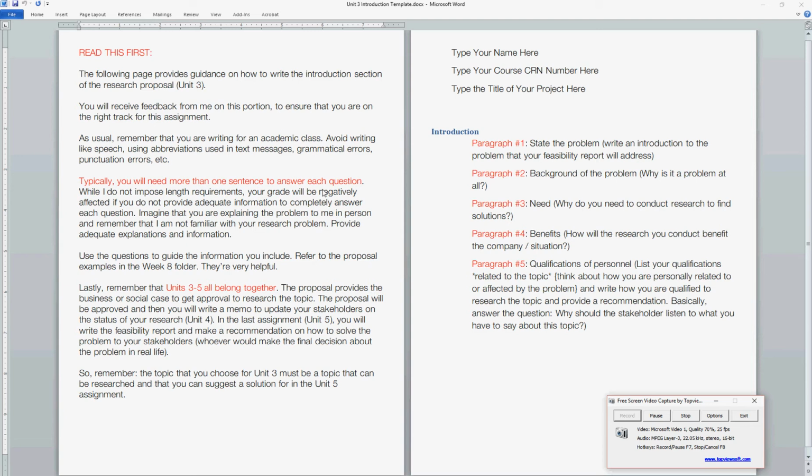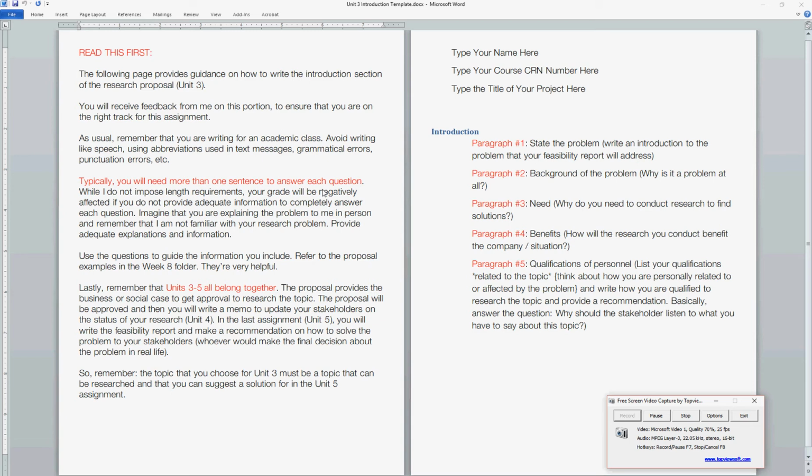The first thing is just to remember that Units 3, 4, and 5 will all cover the same topic. So as you post your topics for Unit 3, I will give you feedback, let you know if it's a good idea, if it will be a good match for these assignments. And then you can go from there and create your introduction and create the proposal. And then eventually you will write the memo, which is Unit 4, and the feasibility report, which is the last assignment of the class. And then you'll be done.